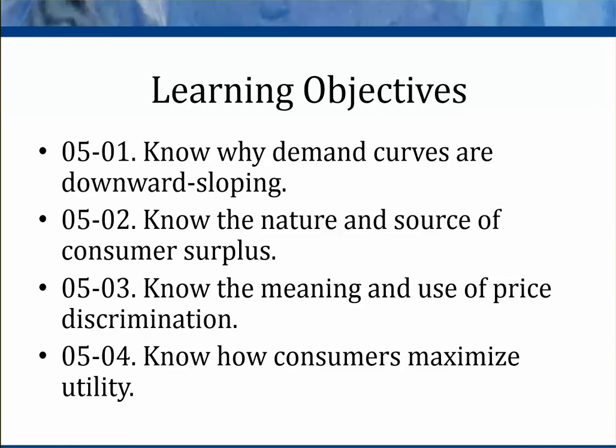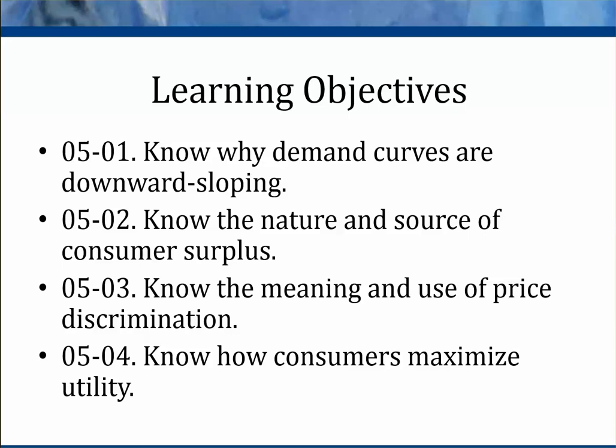The learning objectives for this chapter: first, we want to know why demand curves are downward sloping. We've already seen the supply and demand curves in the previous chapter, but we haven't gone deep into why the demand curve is downward sloping. Second, know the nature and the source of consumer surplus. What is consumer surplus? We will learn this concept. Third, we want to know the meaning and the use of price discrimination.